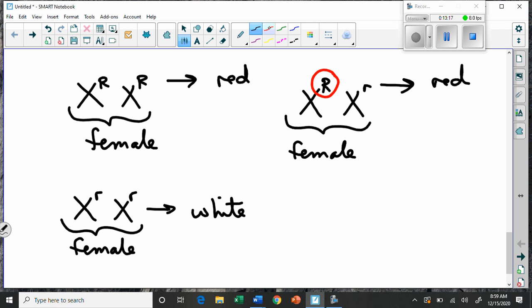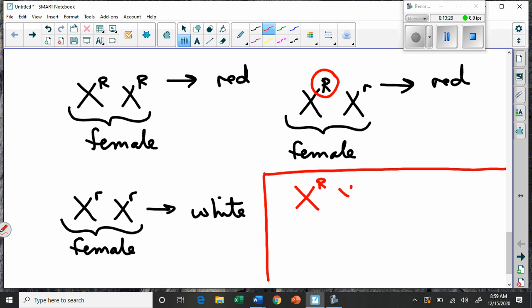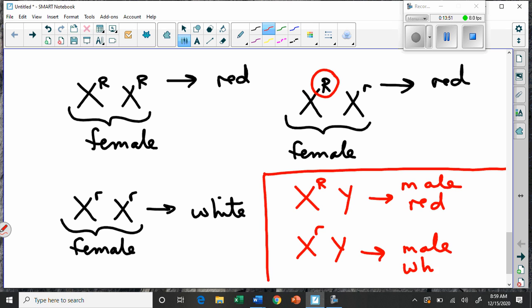Now, if you're a male, let me just put the male over here in this box. You have to have X and Y. So there's really only two options for the male. I'll do the males in red. X with a big R and a Y, or X with a small r and a Y. And of course, the phenotypes that go with these: you would be male because you have X and Y, and here you would have red eyes, and here, male and white, because you only have the one allele. So whatever one you get, there's no dominant one to mask it.